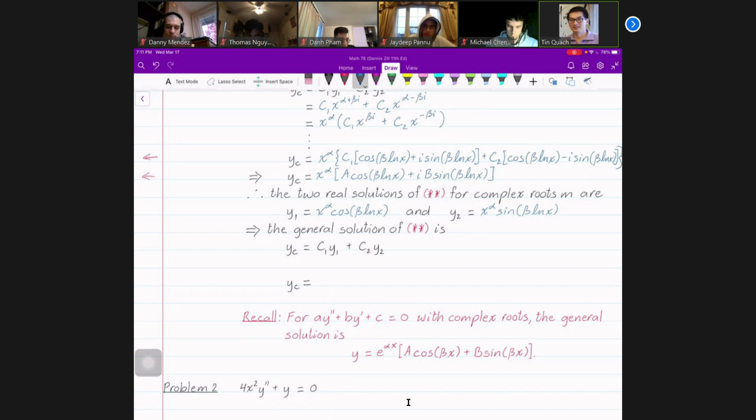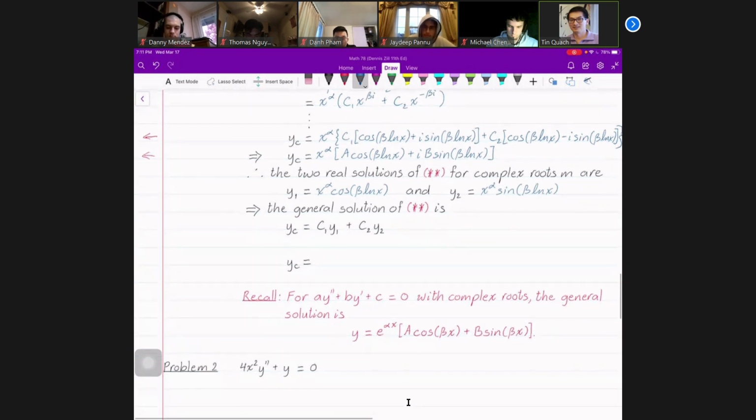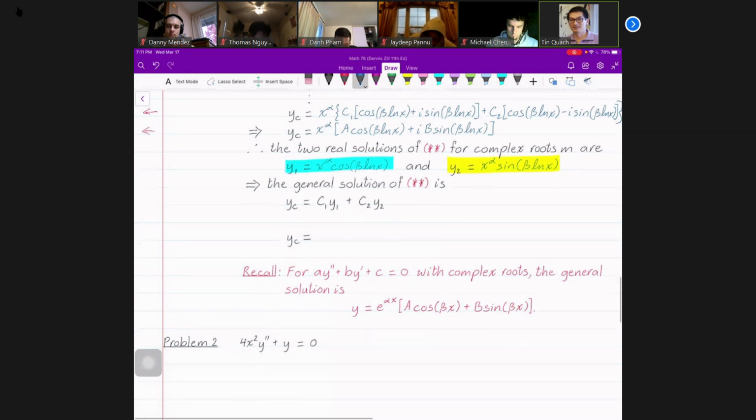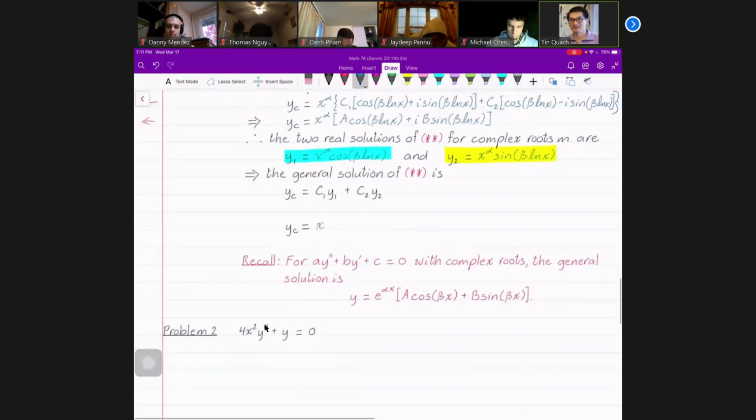So what is the general solution if we want to work with real solutions? So here's what you have. For complex roots, you have two solutions, and they are these two right here. Those are the two real solutions when you have complex roots.